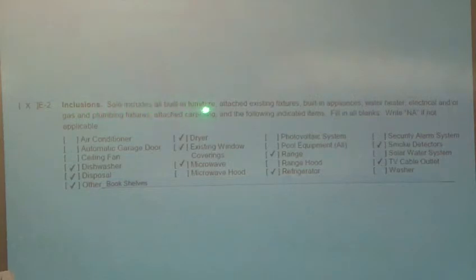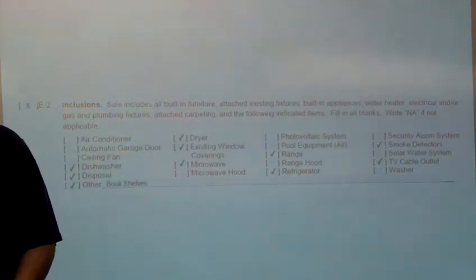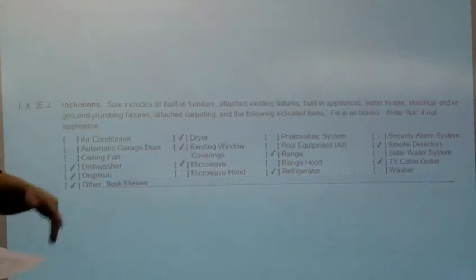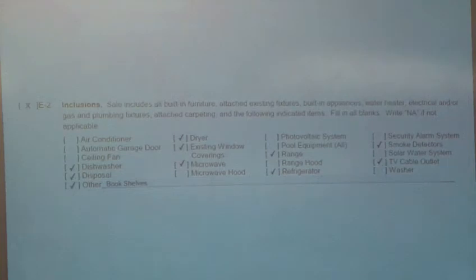Sale includes all built-in fixtures, furniture, and appliances, built-in appliances, the water heater, the electrical, the plumbing, and anything that is checked here. Where do you get this information from? The listing. The listing, exactly. You pull it off of the listing, the MLS. In fact, you should follow whatever, because in the MLS, it will list all non-built-in appliances, okay? And you're gonna check them as included in the MLS.